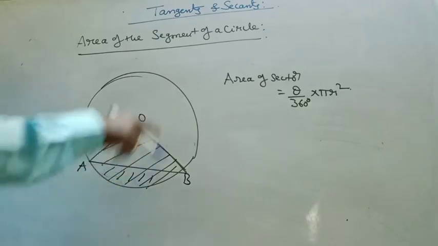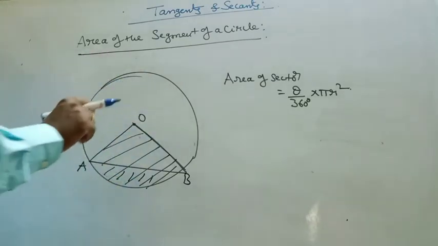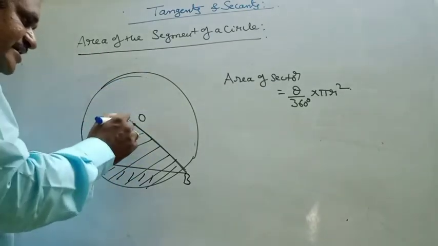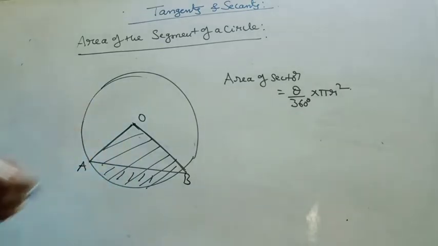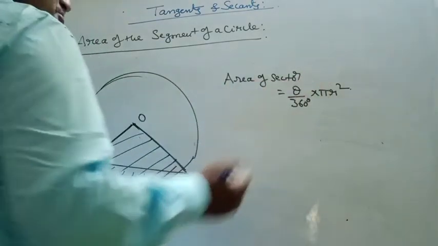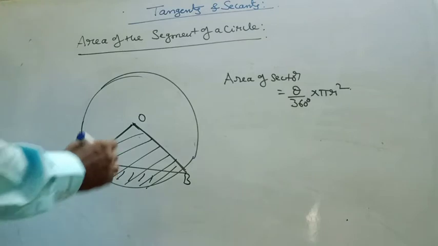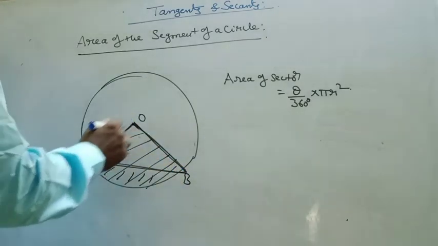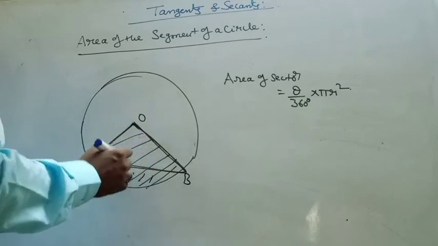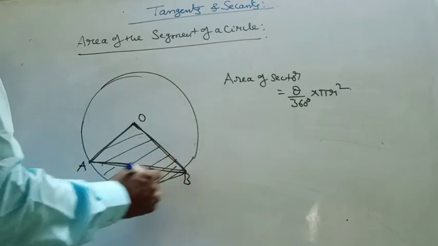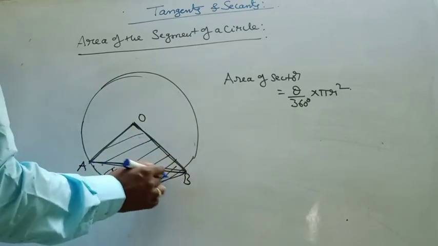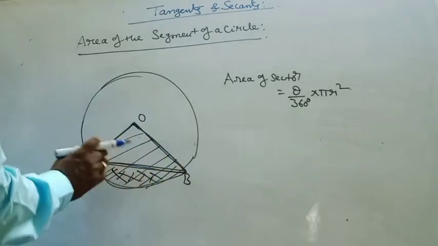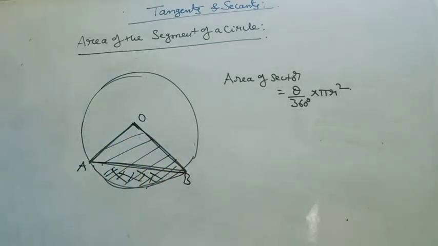Arc is part of the circumference, whereas sector is part of the area of the circle. Area of sector equals theta by 360 into pi r square. Now from that sector area, if I subtract this triangle area, then I will get this remaining part. That is the area of the segment, my dear students. That is the concept we have here.